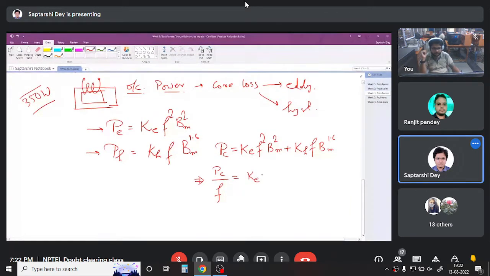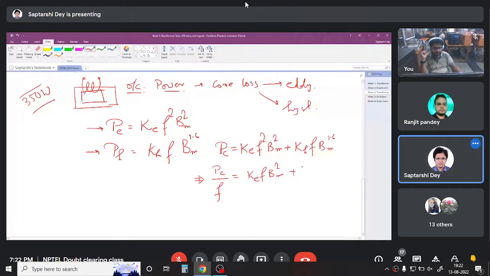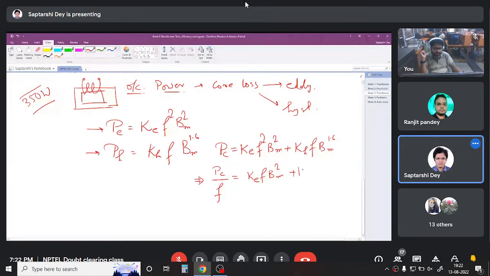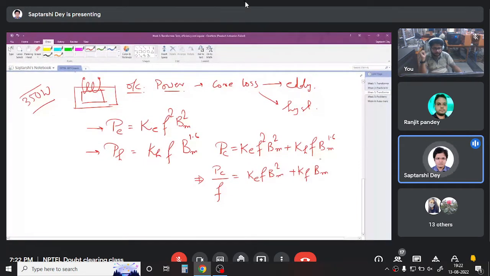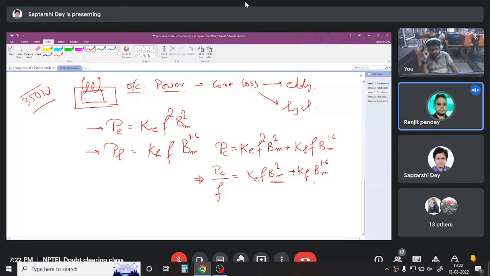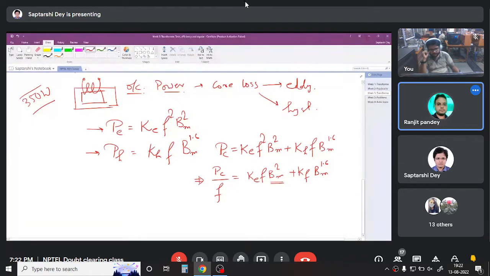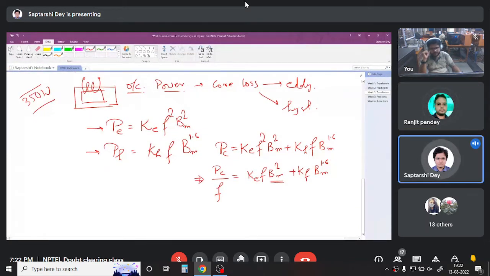Now from here we can write PC divided by F is Ke F B max squared plus Kh B max to the power 1.6. Now this B is the maximum. PC is the total core loss, the summation of the eddy current loss and the hysteresis loss. Now I want to know them separately. Now how to find them out separately?